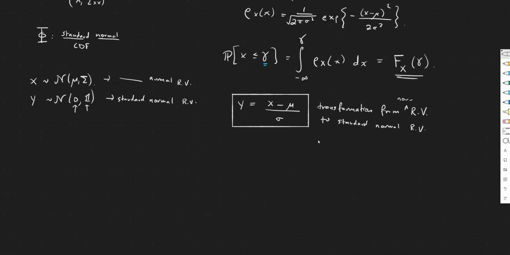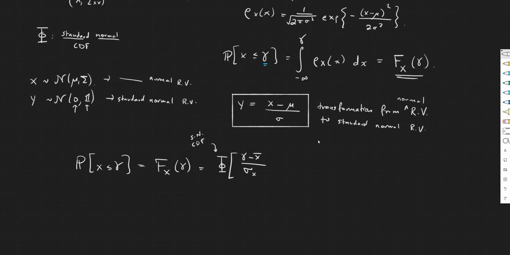So it's from a normal random variable to a standard normal random variable. That's how we compute the transformation. If I wanted to find the probability that x is less than gamma, I can surely compute it as the cumulative distribution function at gamma. But I can also compute it in terms of the standard normal. So this is the standard normal CDF, but in this case it would be gamma minus x bar over sigma x, using this change of variable. And so this would just be phi of gamma minus mu over sigma.